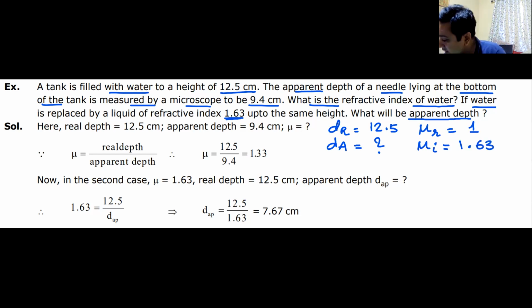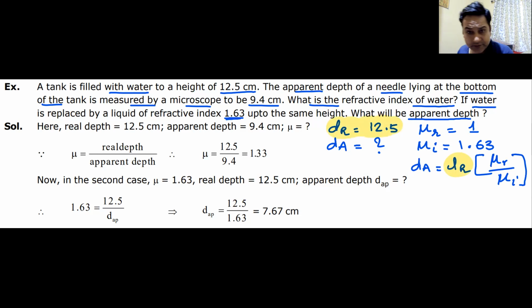Now I will use my formula, and my formula remains the same. D apparent is equal to D real into mu r divided by mu I. Remember, this formula is valid for all the cases. dr is given as 12.5. I will put that value. Mu r is given as 1. The second medium is air. The third one is your mu I, which is 1.63. I put the values here.